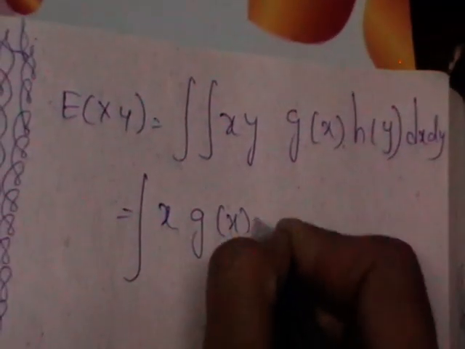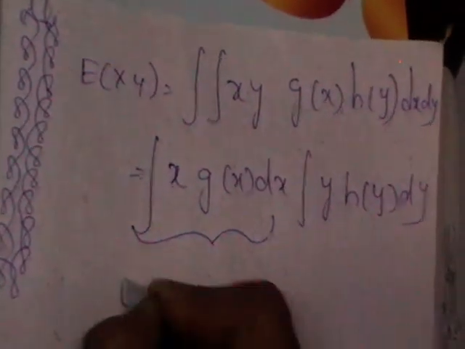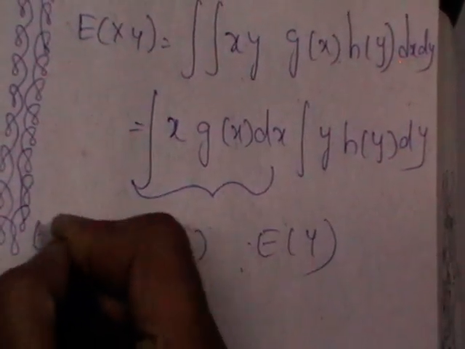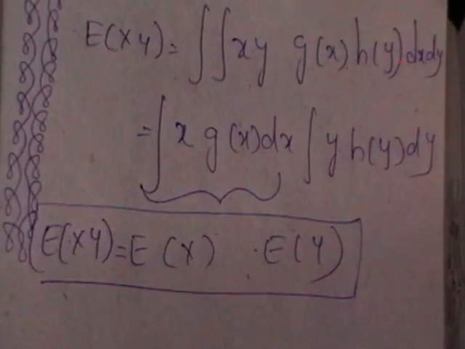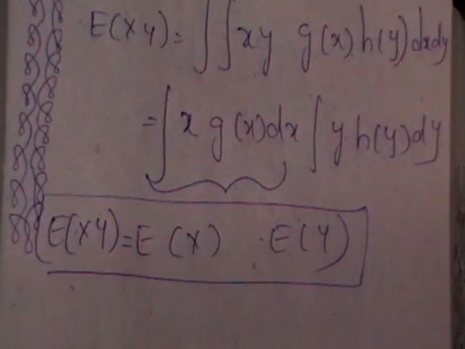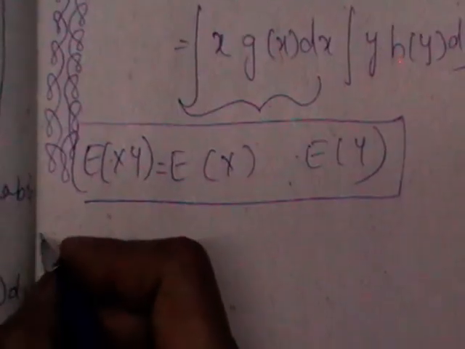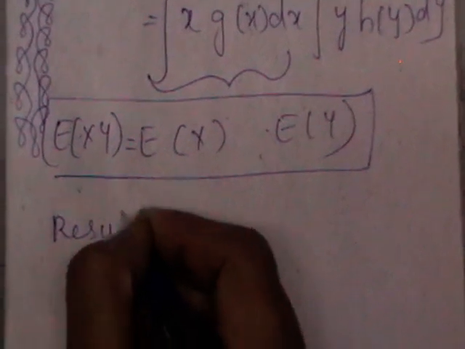I want to separate x terms and y terms. So this is nothing but E of X. You know that this stands for E of X, and the other term stands for E of Y. So E of XY is equal to E of X into E of Y when X comma Y are independent. This is the multiplication theorem on mathematical expectations. So I am going to do certain results on expectations.